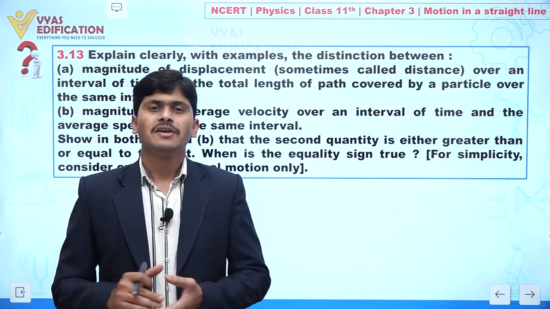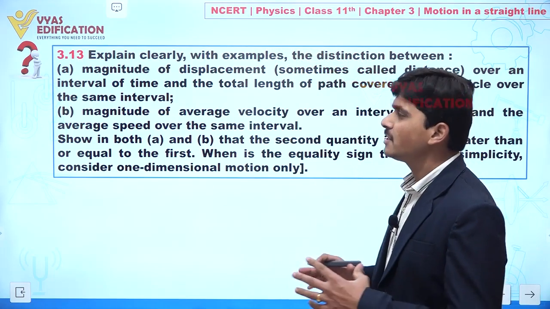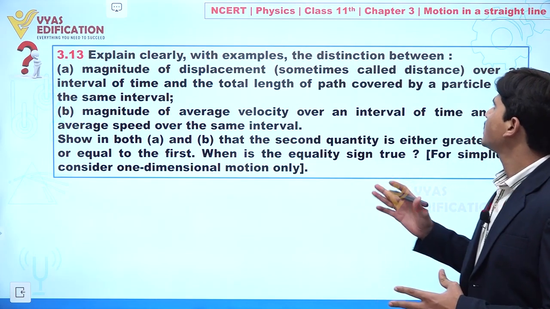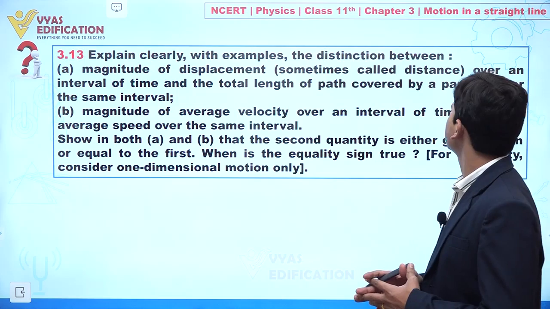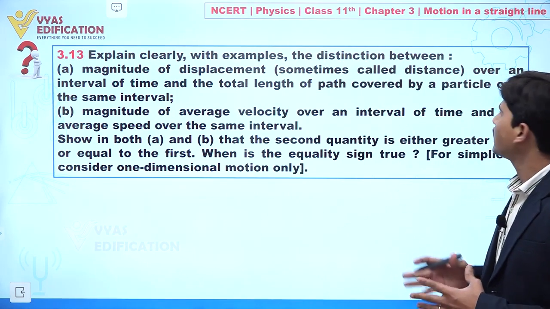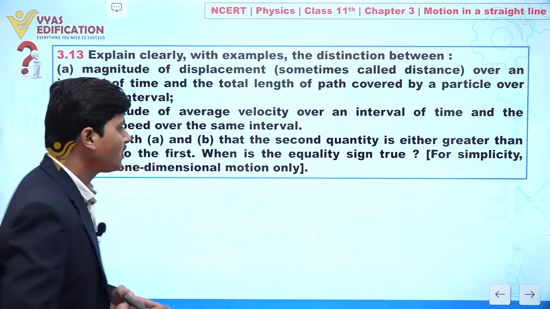Clear to everyone? Now dear students, we are going to discuss question number 3.13, and in this question it is given to you: explain clearly with examples the distinction between magnitude of a displacement, that is, we know this is distance, over an interval of time, and the total length of a path covered by a particle over the same interval of time. Clear? So now concentrate on the screen.